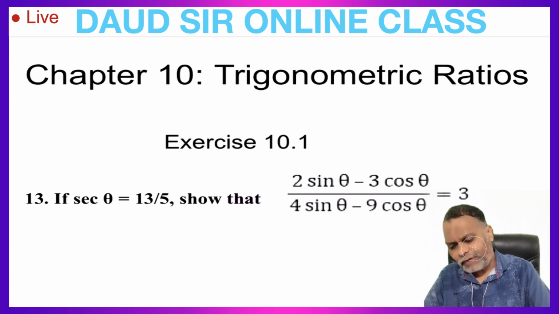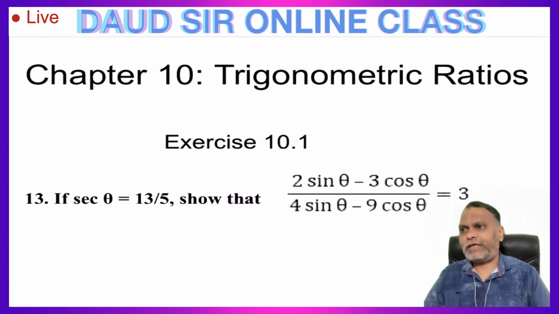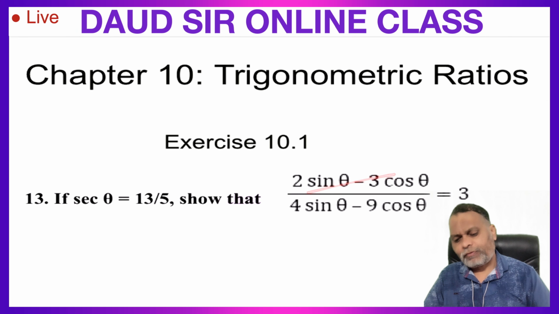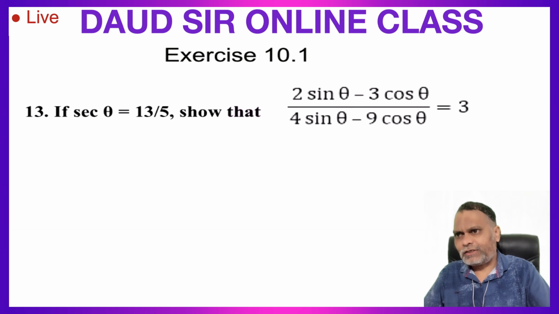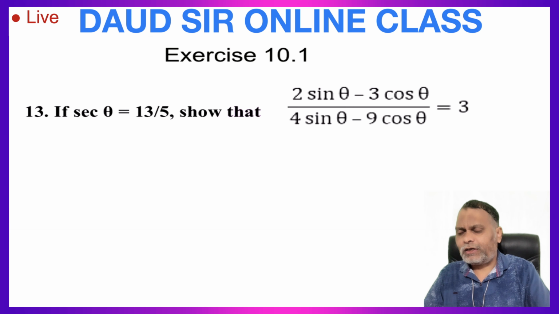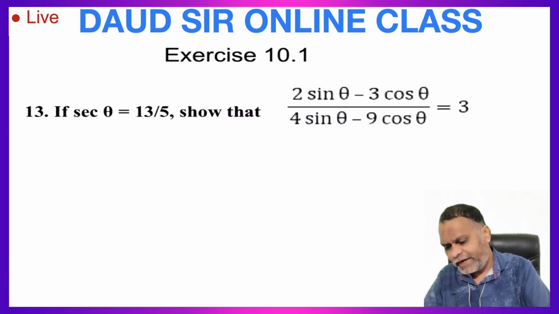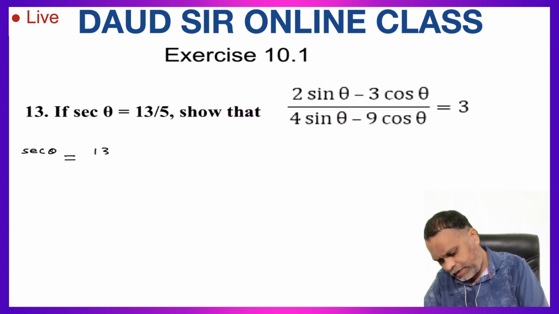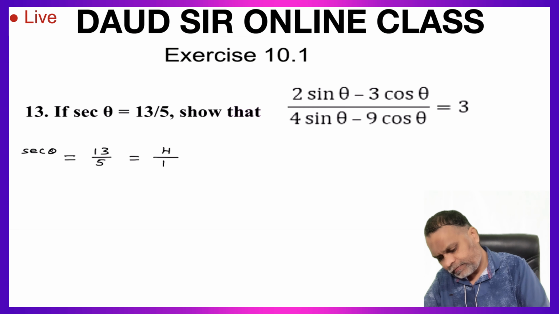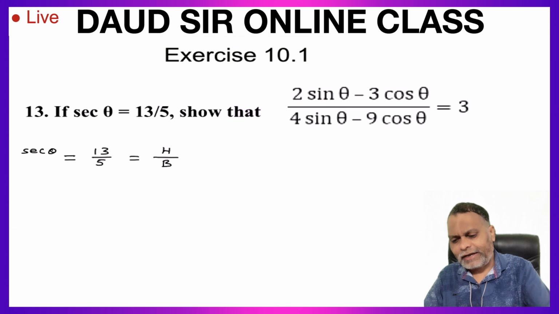The value of one trigonometrical ratio, sec theta, is given, so we have to prove this equal to 3. For proving this, just use the given trigonometrical ratio. Sec theta is equal to 13 upon 5. Basically sec theta is hypo upon base. Make one right angle triangle.